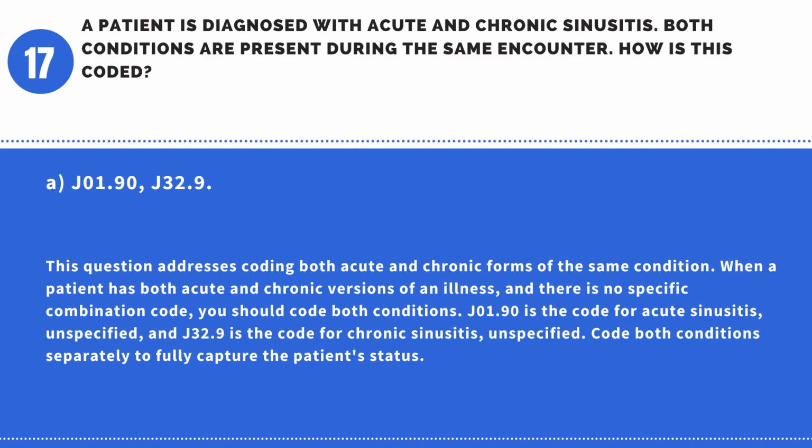Answer: A. J01.90, J32.9. This question addresses coding both acute and chronic forms of the same condition. When a patient has both acute and chronic versions of an illness, and there is no specific combination code, you should code both conditions. J01.90 is the code for acute sinusitis, unspecified, and J32.9 is the code for chronic sinusitis, unspecified. Code both conditions separately to fully capture the patient's status.